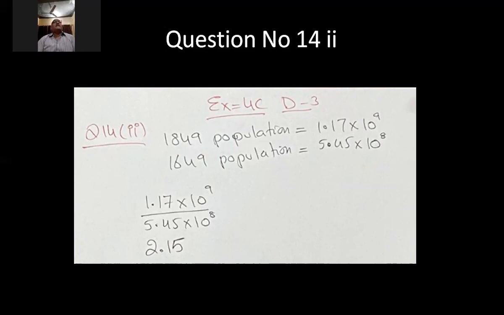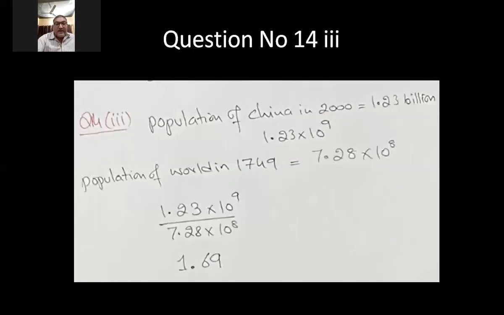So 1.17 × 10^9 divided by 5.45 × 10^8 equals, and you get the answer 2.15. So it means that the population of 1849 is 2.15 times as large as that in 1649. Okay, so now we have the third part of question number 14, and let me take it out.